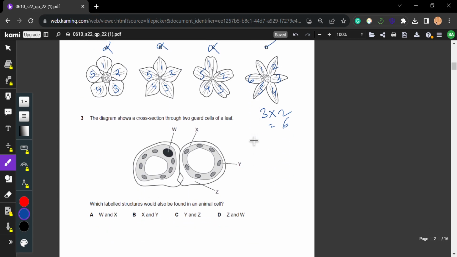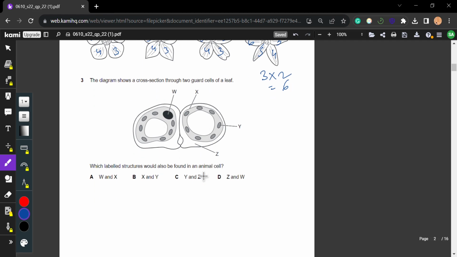Let's move on to question number 3. The diagram shows a cross section through 2 guard cells of a leaf. Which labeled structures would also be found in an animal cell? Now you should know what is present in an animal cell and what is present in a plant cell. You should also be able to identify organelles from a diagram. Remember that IGCSE diagrams are in black and white, so you should practice reading from black and white diagrams rather than colored diagrams.